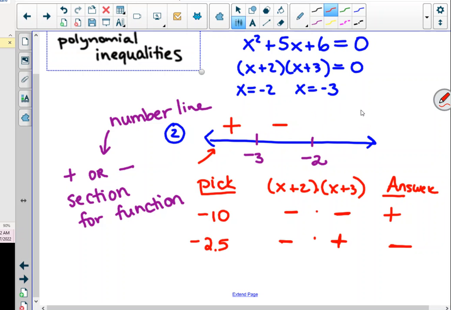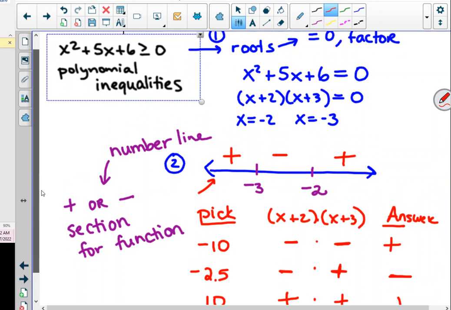Let's pick something down at that end part. Something bigger than -2. Okay, how about +10? +10 is definitely going to make both of those factors positive, which makes a positive answer. Yeah, polynomial inequalities are work, for sure. And we use them in calculus all the time. I say out of all the things we did in this class, this is one of the things we're going to use more than anything.